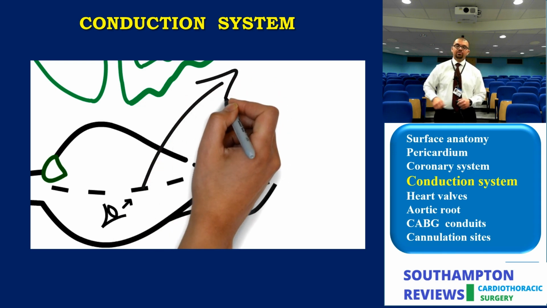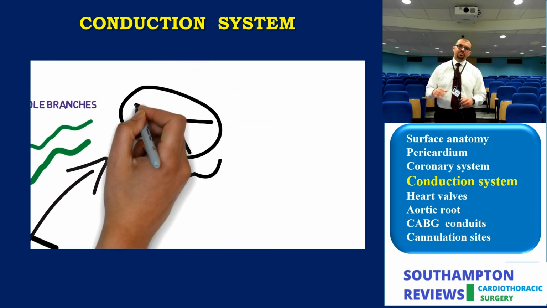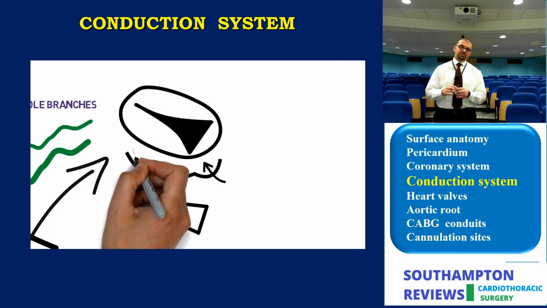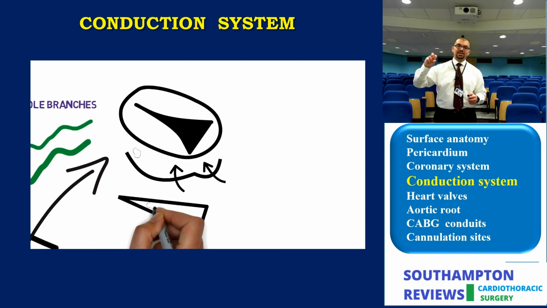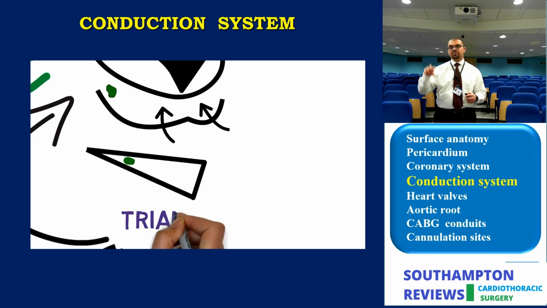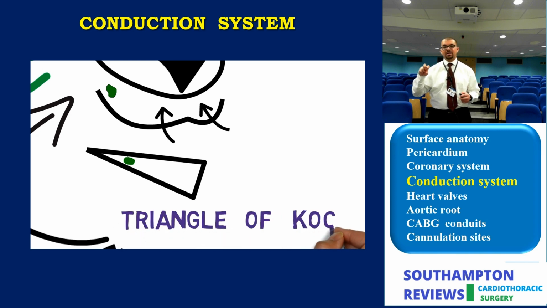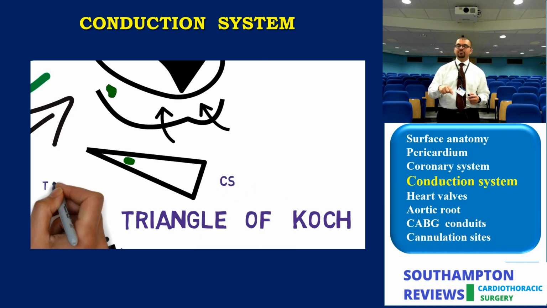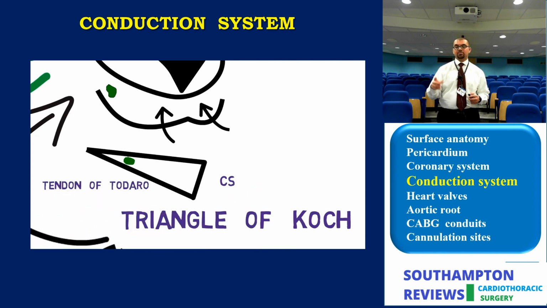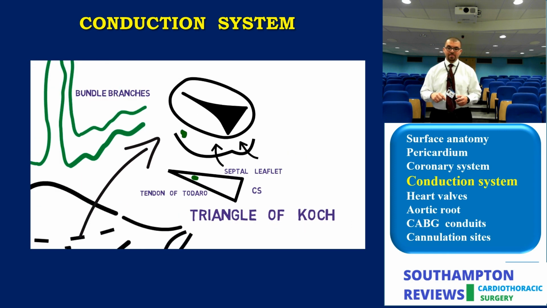The AV node embryologically develops from the sinus venosus, as a derivative of the sinus venosus. Hence, it is embryologically and anatomically positioned in the right atrium. I know it is related to all three valves, the aortic, mitral, and tricuspid, yet it is actually positioned anatomically in the right atrium, and the bundle of His, on the other hand, is the one related to the aortic valve or the mitral valve.